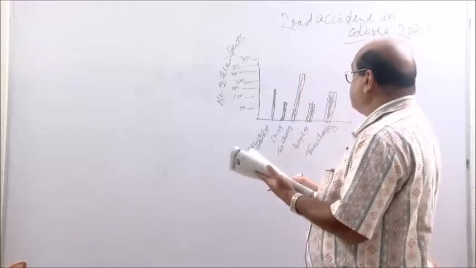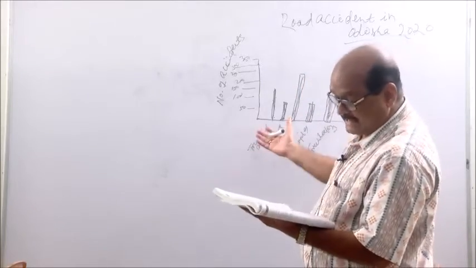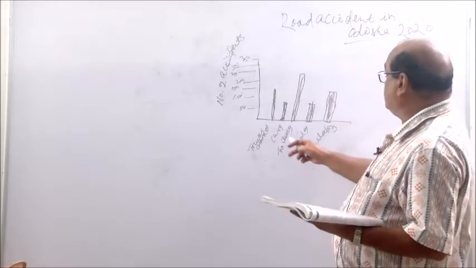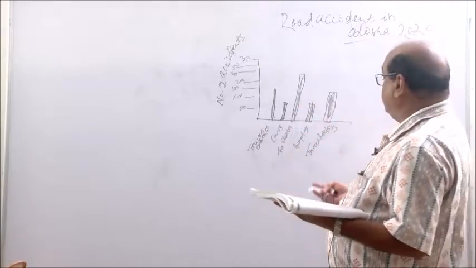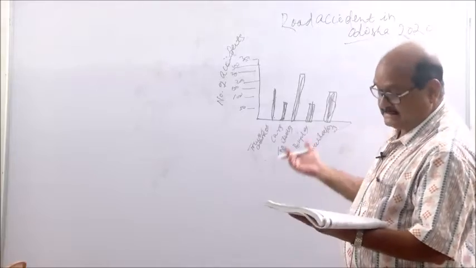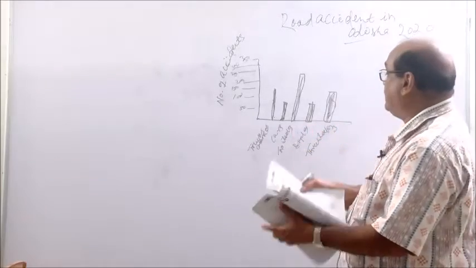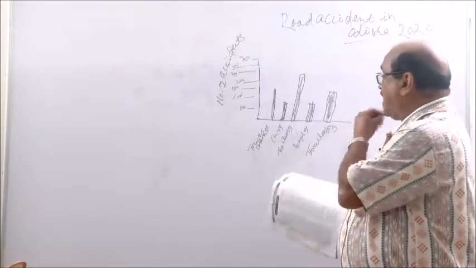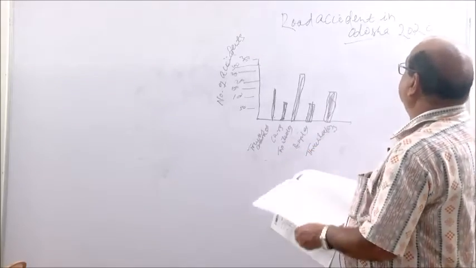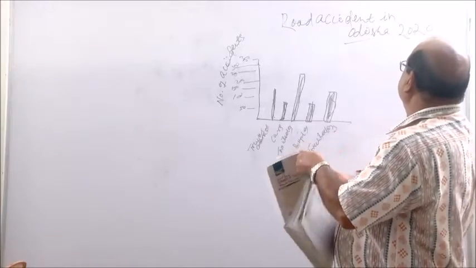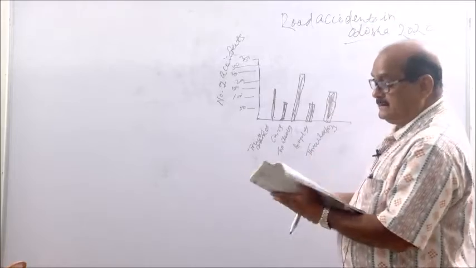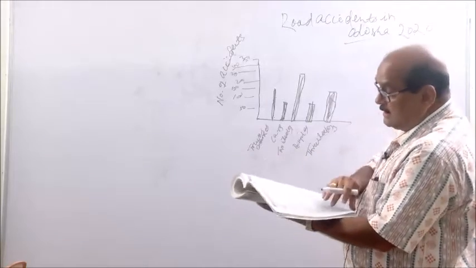What are the vehicles? Vehicles are trucks and tankers run on the road, cars run on the road, two-wheelers run on the road, bicycles run on the road, and three-wheelers run on the road. And this chart speaks about the number of road accidents in Odisha in the year 2020.